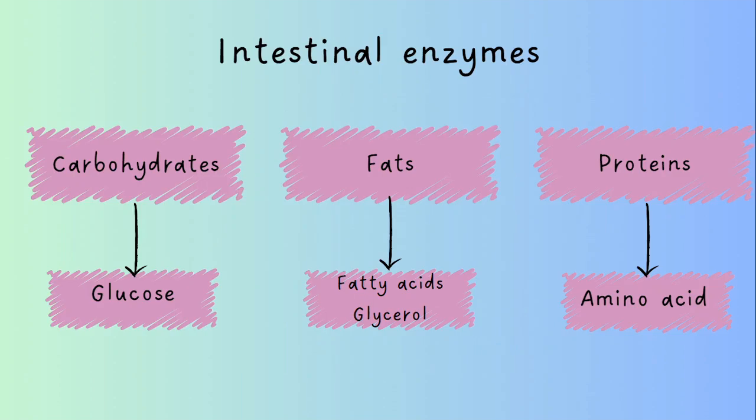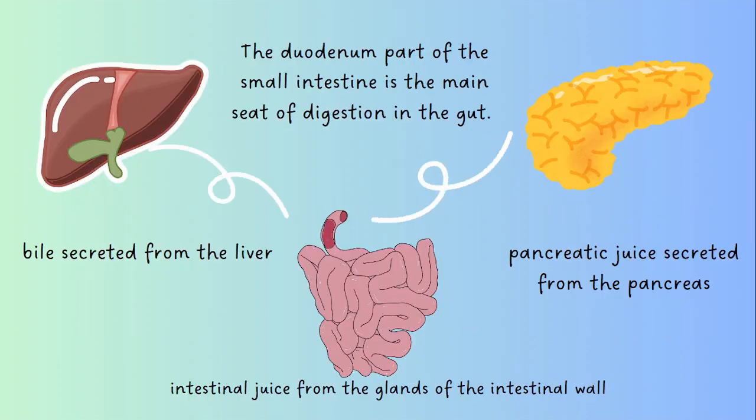Then we have some intestinal enzymes which help in digestion. Here intestinal enzymes help convert carbohydrates into glucose, fats into fatty acid and glycerol, and protein into amino acid. Then we have the first part of the small intestine, that is the duodenum.